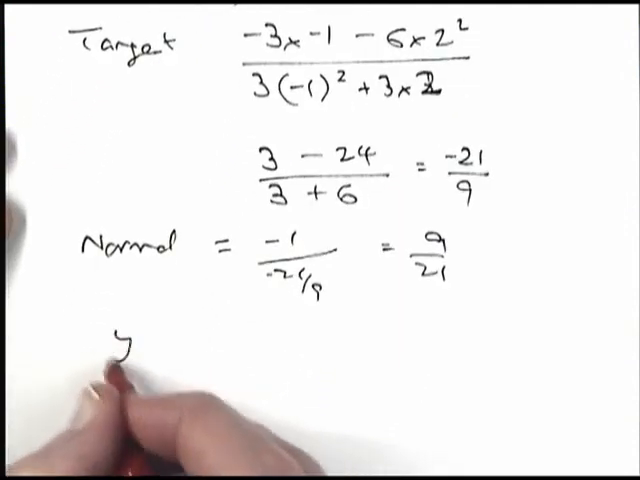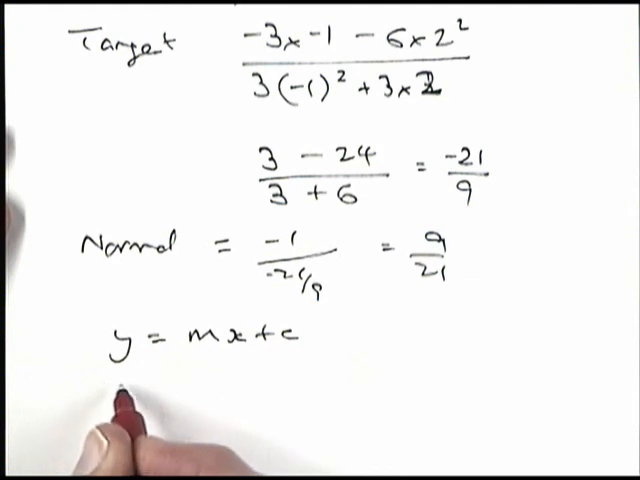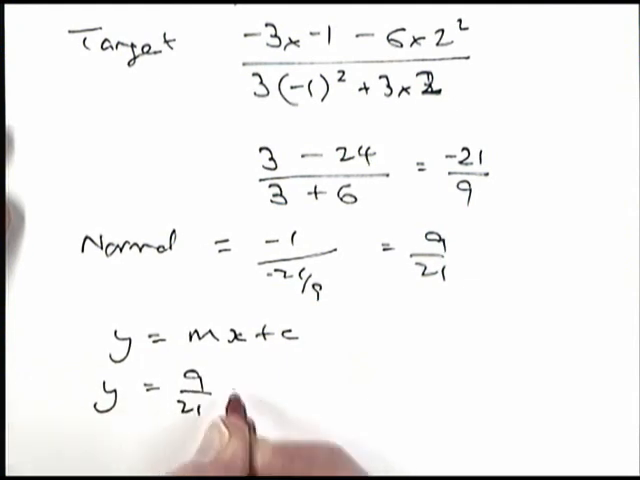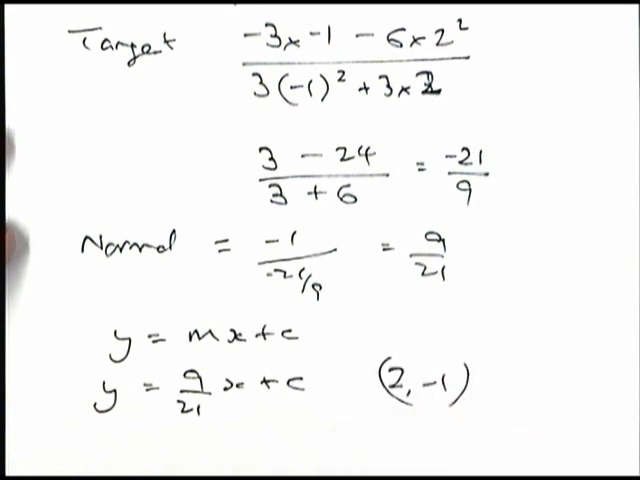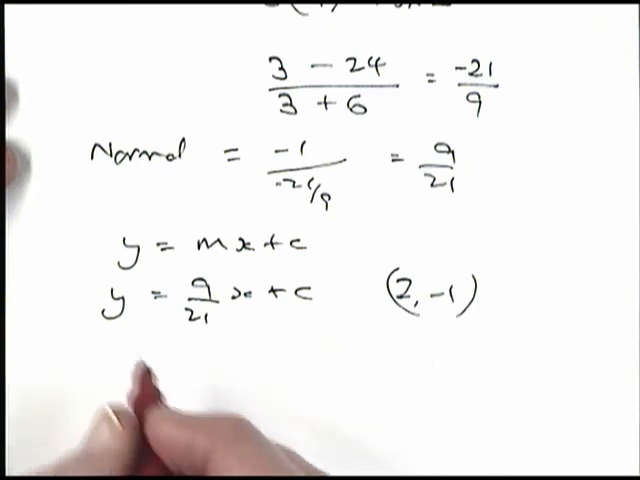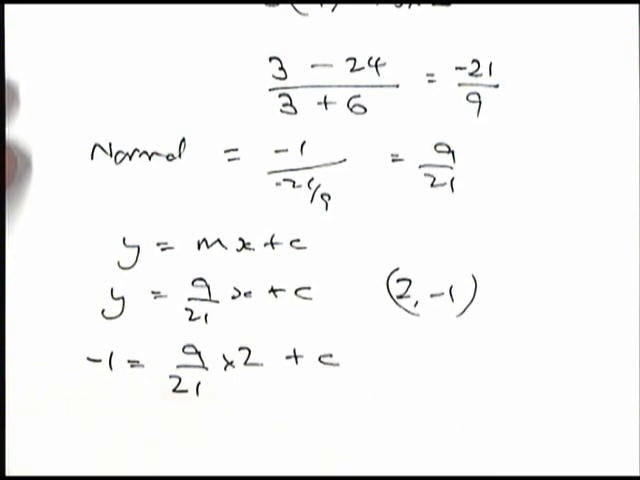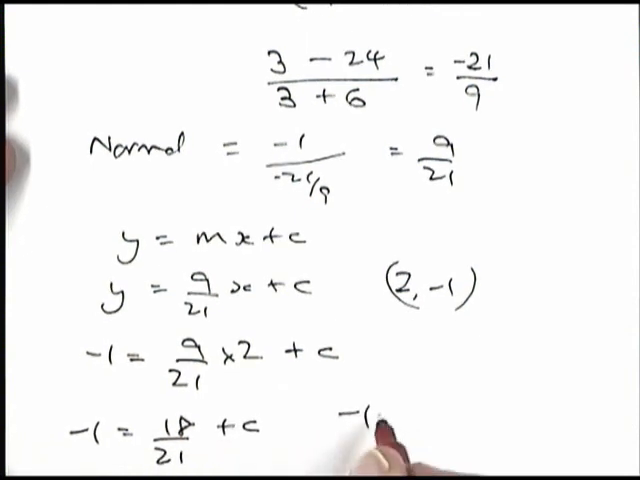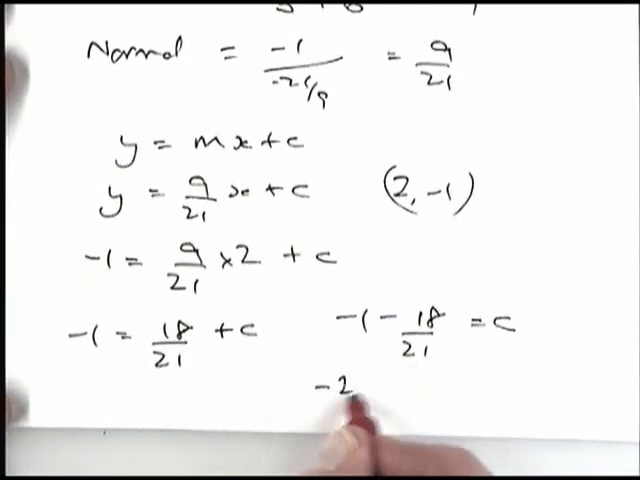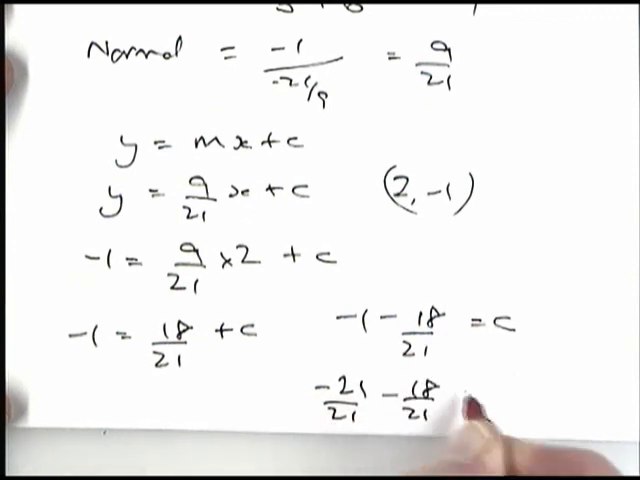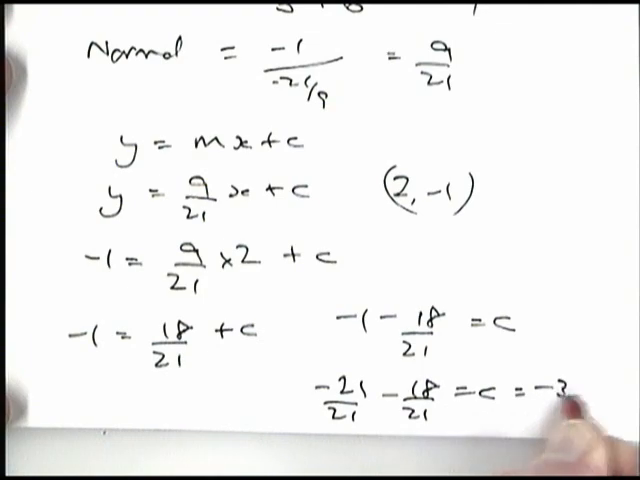So I'm going to think of a straight line equation, y equals mx plus c. I know now the gradient I need is 9/21 x. I've got the coordinate (2, -1). So if I substitute those values in, I get y equals 9 over 21 x plus c. Minus 1 is 18/21, whatever you want to call it, plus c. Take the 18/21 over to the other side. I've got here minus 21 over 21 minus 18 over 21 is c, and that should take us to minus 39 over 21.